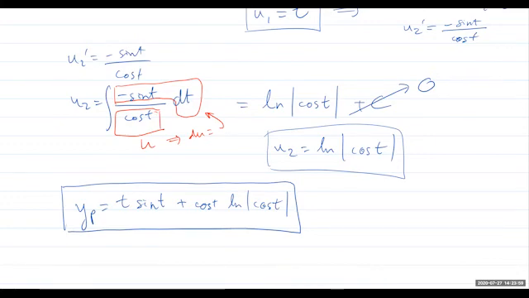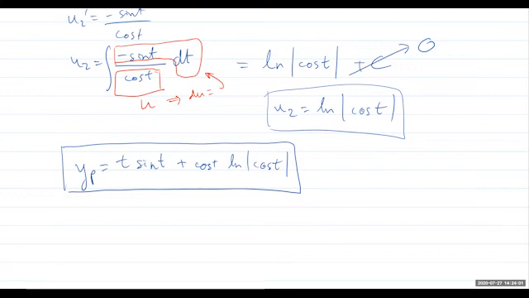If the question asks for a general solution, then I can just write down the extra terms. This stuff plus c1 y1 plus c2 y2, I just add it on if I need to, if the question asks for it.